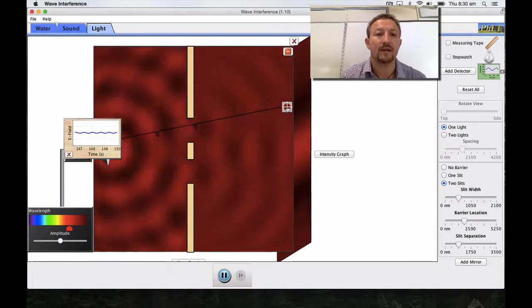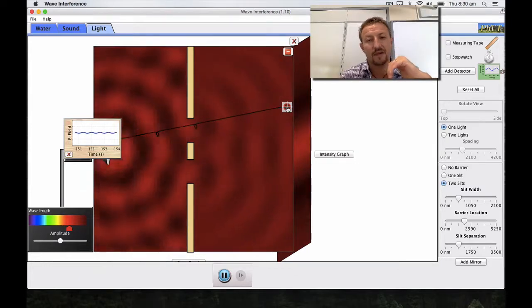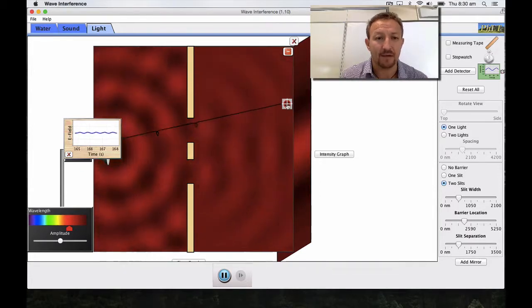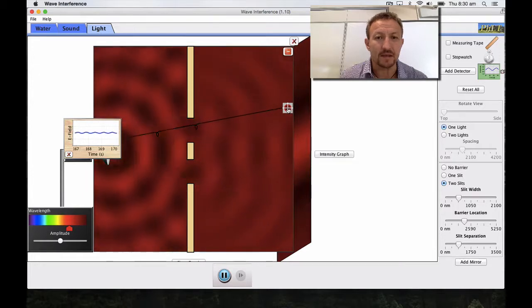Basically, I'm getting a flat line. That flat line is because we've got peak meeting trough. They're out of phase by 180 degrees, and as a result, no wave is being generated. So we're virtually getting down to zero. Depending on where I put it, I should actually see a flat line. But it's a little awkward.